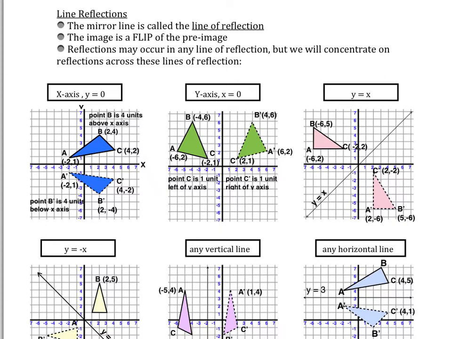For our reflections, we're going to be doing what are called line reflections. The mirror line is called the line of reflection. The image is a flip of the pre-image. Reflections may occur in any line of reflection, but we will concentrate on reflections across these lines of reflection.